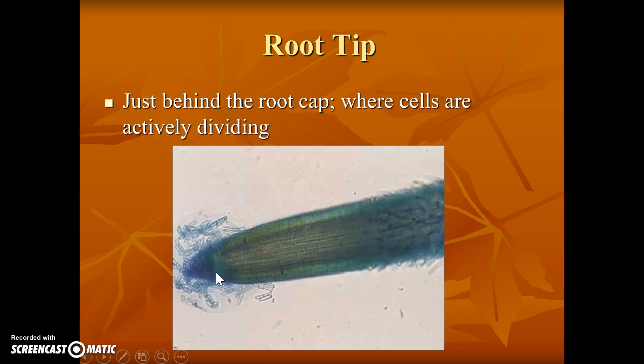And of course, then that's the root tip. The root tip is just behind the root cap, and it's where cells are actively dividing. So that's why it's so dark. These cells have not elongated yet. They're brand new. They're just dividing and making new cells. So it's very dark in color, and they're very, very tender. So that's why we have the root cap, to protect them, so it can push through the soil and find water.